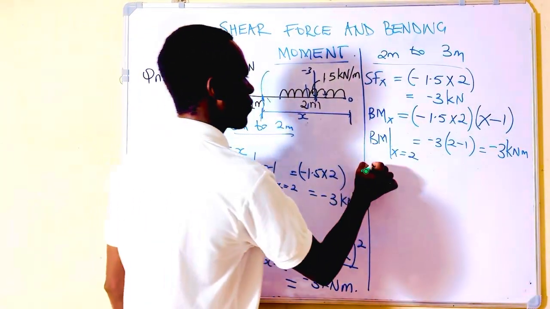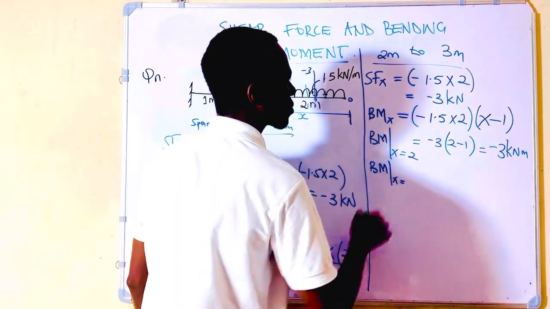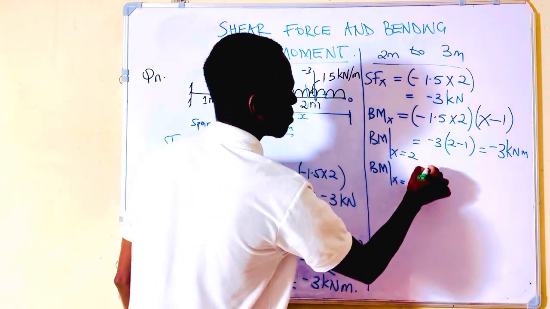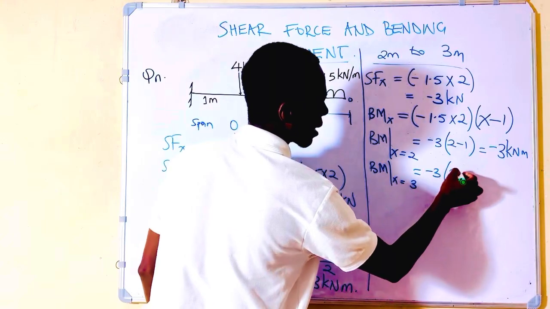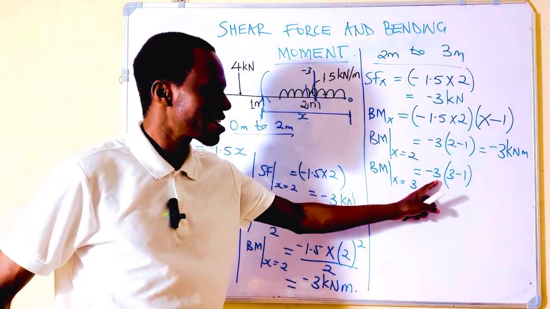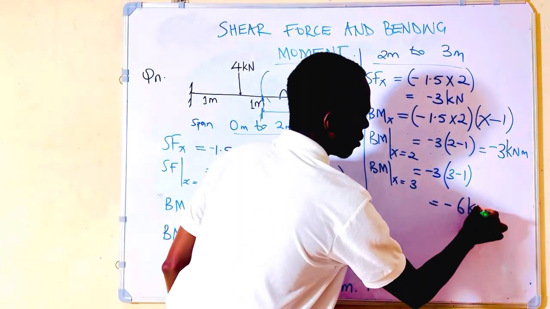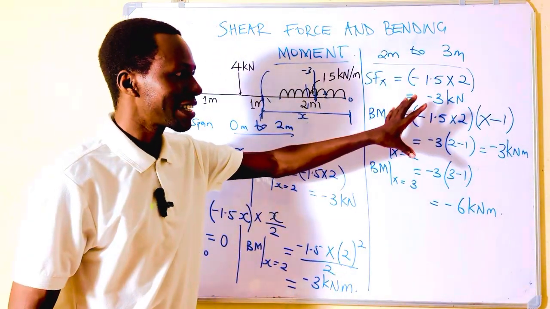But now there are two things. What about the bending moment when my X is equal to 3? This is going to be minus 3 into 3 minus 1. So this is 2, 2 times minus 3. The answer is minus 6 kilonewton meter. Okay, so we're done with that span.